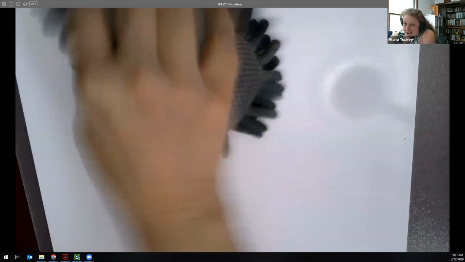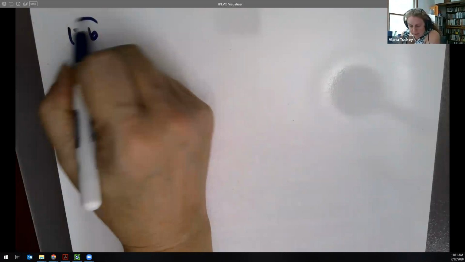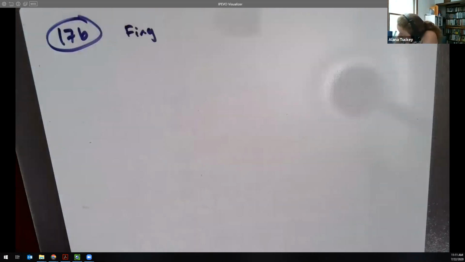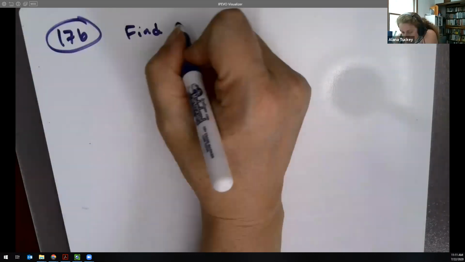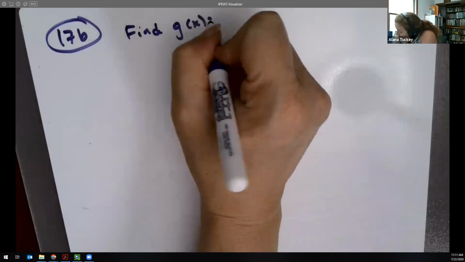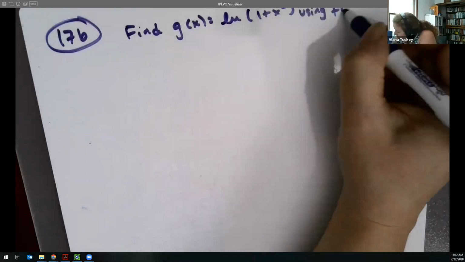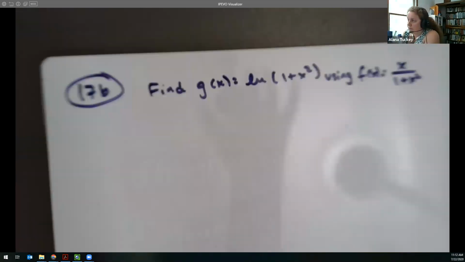17b doesn't require derivatives. It's going to require integration. Sorry to say. Okay, so 17b. What are we doing? We want to find g of x, which is equal to the natural log of 1 plus x squared, using f of x, which is x over 1 plus x squared.